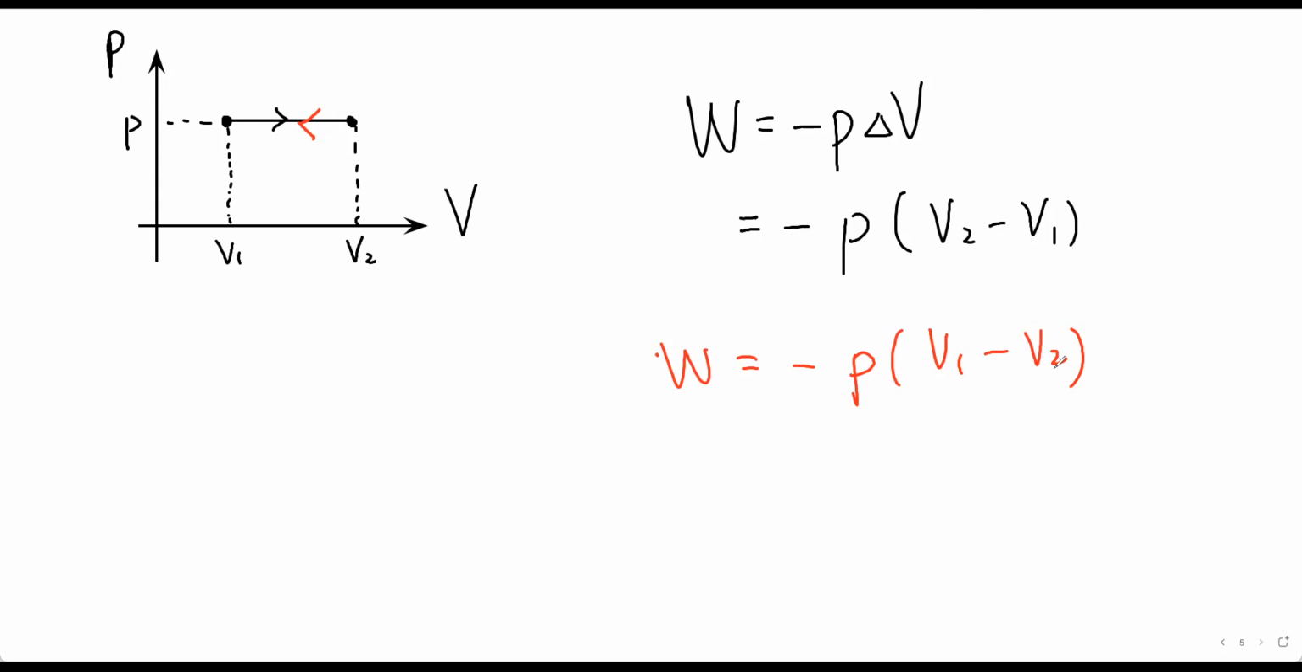I'm just lazy to draw a graph. So for the red arrow, it means it's changing from this state to this state. The volume changes from V2 to V1, then the work done is that formula. You see in my diagram, the pressure is constant, so the graph is like a horizontal line. So if the pressure is not constant, how can we find the work done?